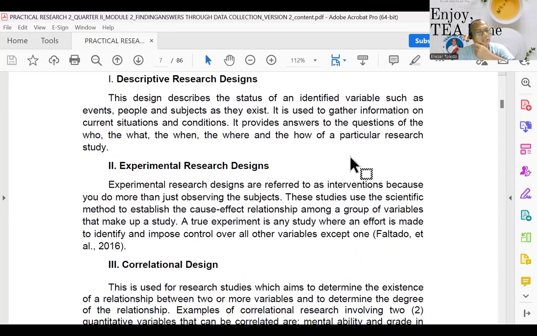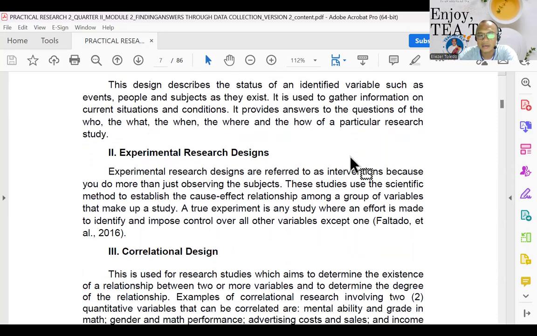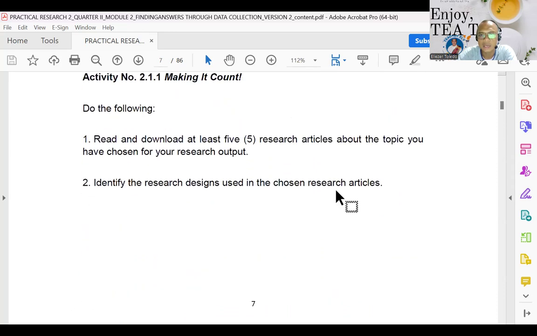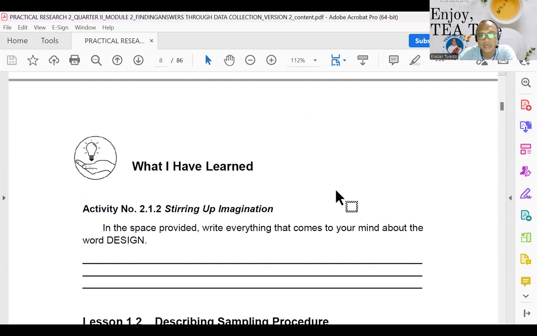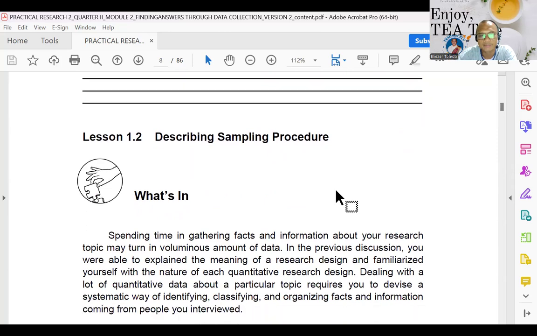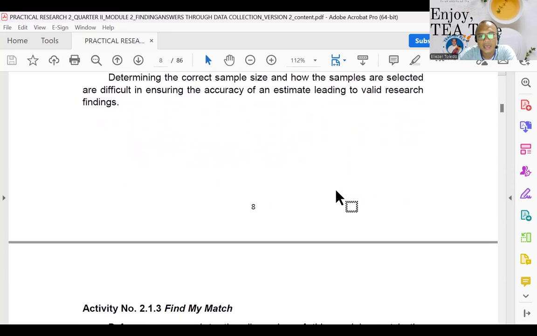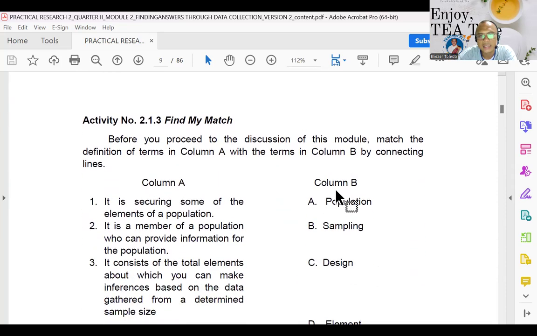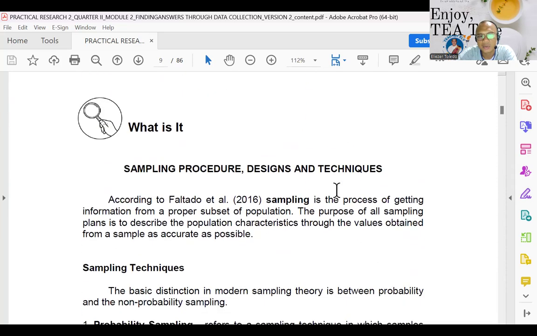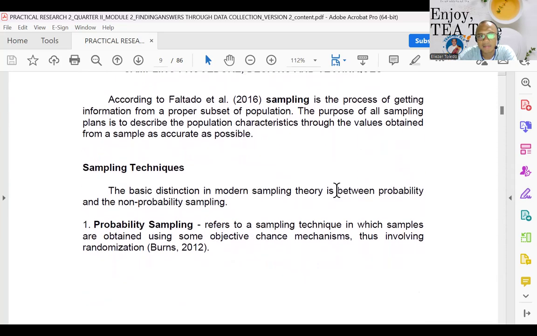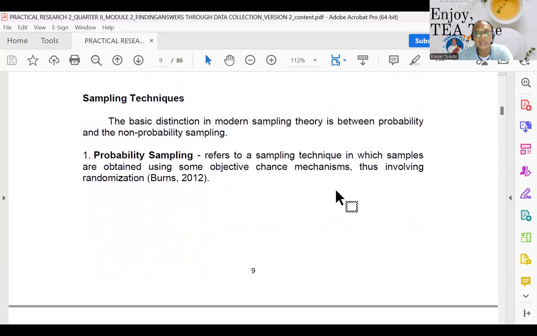Other types of research design would be a bit complicated. So the easier one for me, of course, is descriptive. We have gone through the sampling and I did not ask a particular question about sampling.